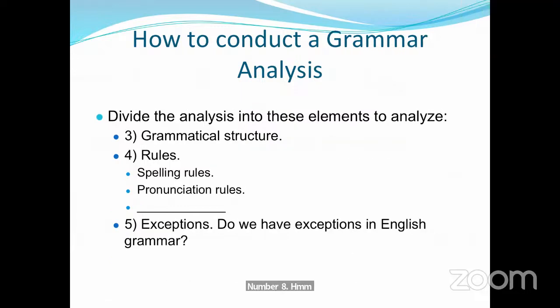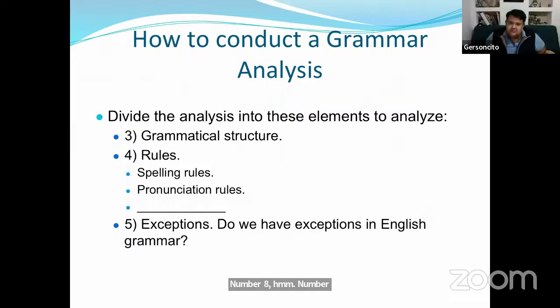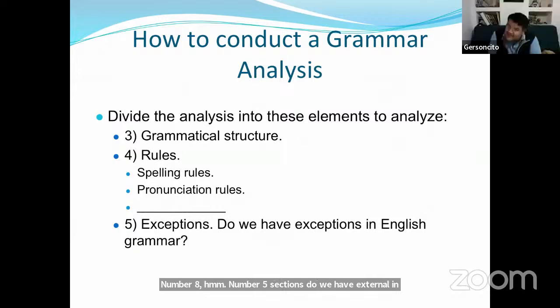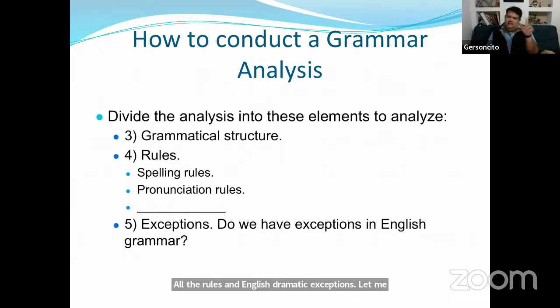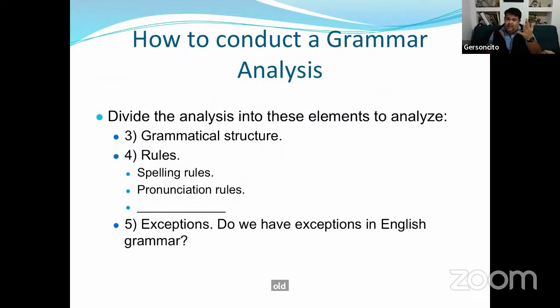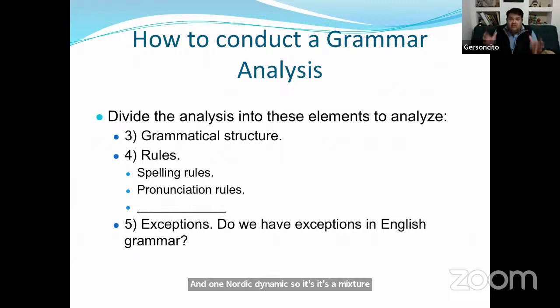Number 5. Exceptions. Do we have exceptions in English grammar? You need to check the exceptions, eh? The question is sarcastic. All the rules in English grammar have exceptions. Let me explain why. Spanish comes from one language, que es Latin, ¿verdad? Bueno, in the indigenous languages, but mostly Latin. English, no. English comes from 5 different languages. It's a very old German, 2 Romantic, Latin, and 1 Nordic dialect. So it's a mixture. So all the rules will have exceptions.